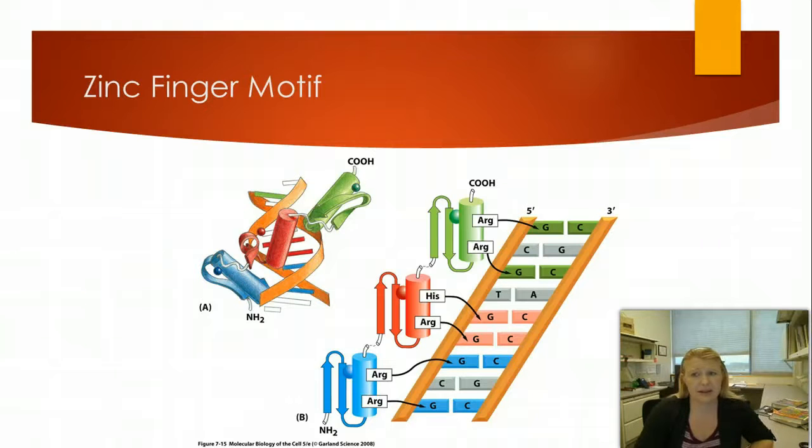And so you can see that here, where the alpha helices will have similar amino acid sequences and bind to similar bases in the DNA, but it's not always the case, and it can actually span quite a range on these zinc finger motifs. So just be familiar with that.